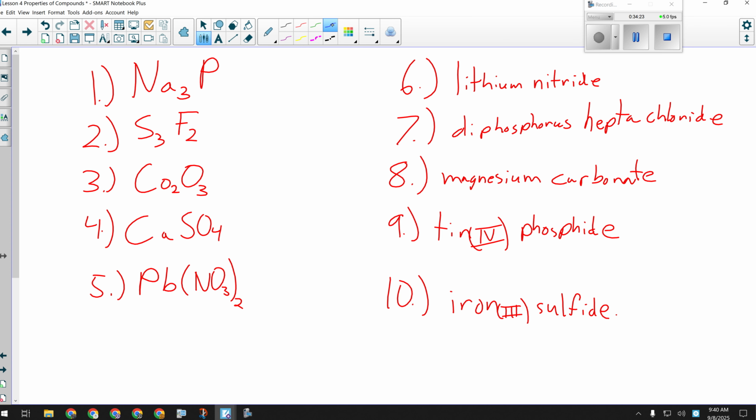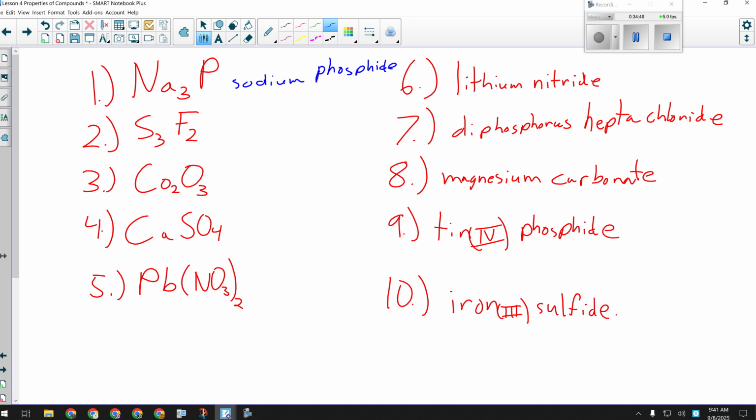Okay, so for number 1, ionic or molecular? Ionic, yeah, sodium is a metal, okay? It's with phosphorus, so we follow the naming rules, okay? Sodium phosphide, okay? No prefixes.